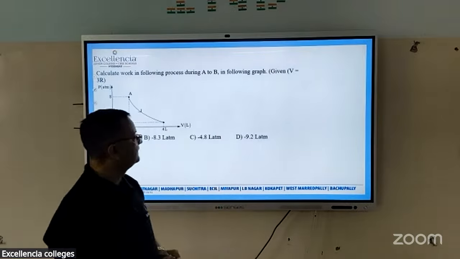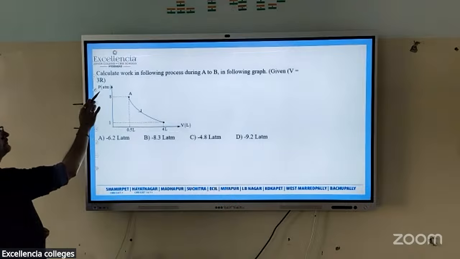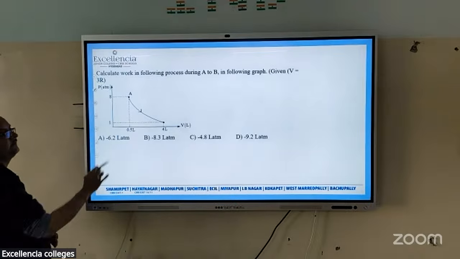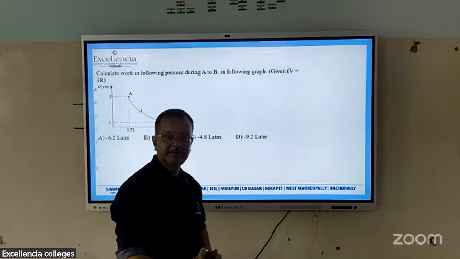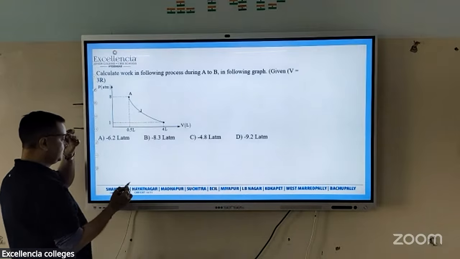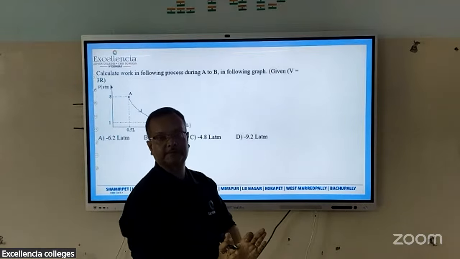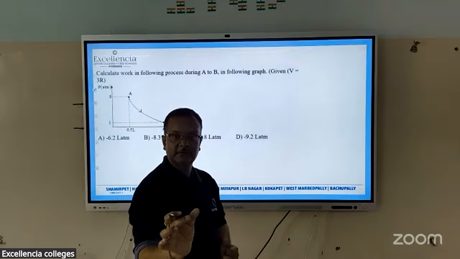Can you see the PV graph? The question is simply asking about the work done in the process from A to B. The graph is falling like this, so definitely the graph is for a reversible process, but not necessarily whether it is isothermal or not.